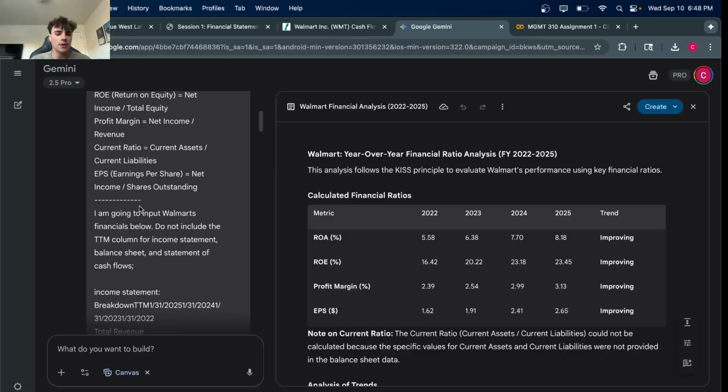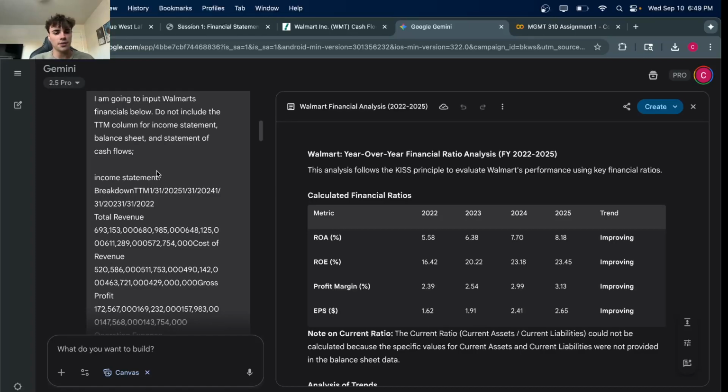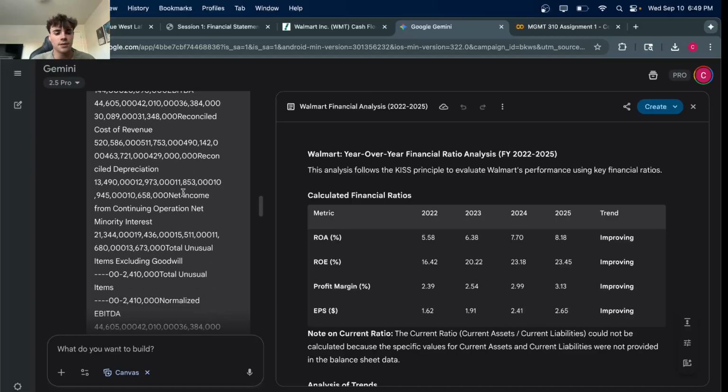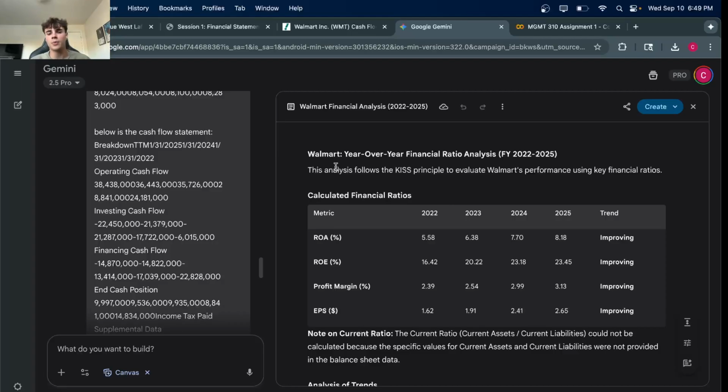And I said, down here, I'm going to input Walmart's financials below. I asked it not to include the TTM value because I wanted to keep it to the financials that Walmart has posted annually, from 2025 all the way down to 2022. I didn't want to include this year's data since it's incomplete. So here's the income statement and all that info. I downloaded them from Yahoo Finance and just inputted them into the prompt. Then I submitted it, and it spit out a Walmart year-over-year financial ratio analysis from 2022 to 2025.